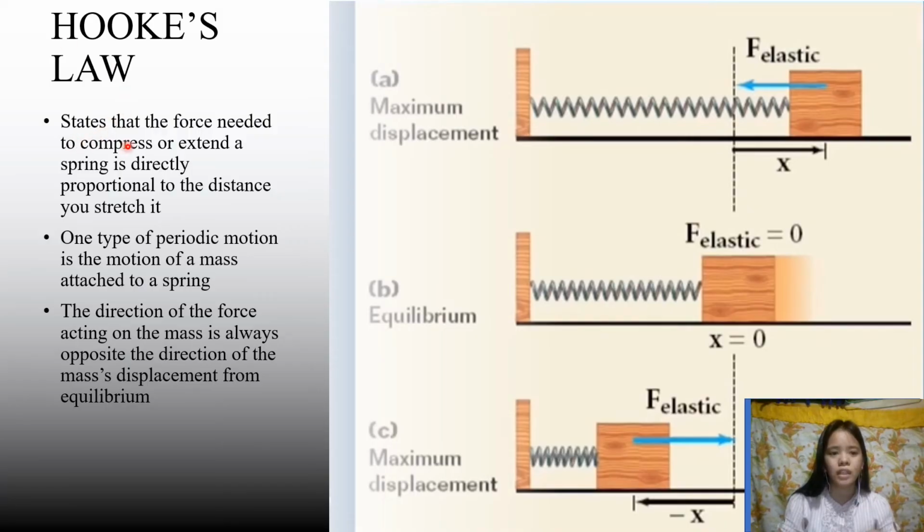Hooke's law states that the force needed to compress or extend a spring is directly proportional to the distance you stretch it. One type of periodic motion is the motion of a mass attached to a spring. The direction of the force acting on the mass is always opposite to the direction of the mass's displacement from equilibrium. Let's say there are three positions here: the maximum displacement, the equilibrium, which is the rest position, and the maximum displacement again.